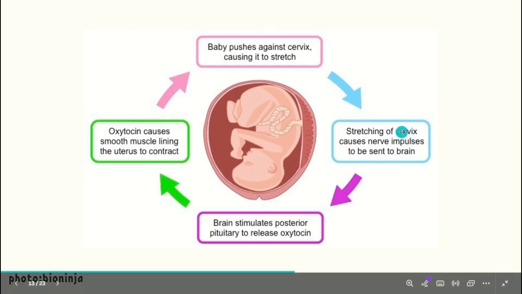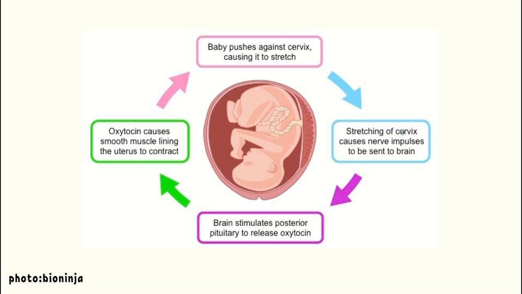Okay, so this is just the birth process again. The baby pushes against the cervix, causing it to stretch. Stretching of the cervix causes nerve impulses to be sent to the brain. The brain stimulates the posterior pituitary to release oxytocin, and then oxytocin causes the smooth muscle lining of the uterus to contract. So everything is a process. When the contractions start, bam, bam, bam, that is when you know the baby will come out.